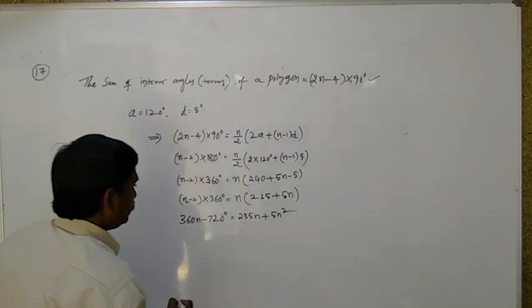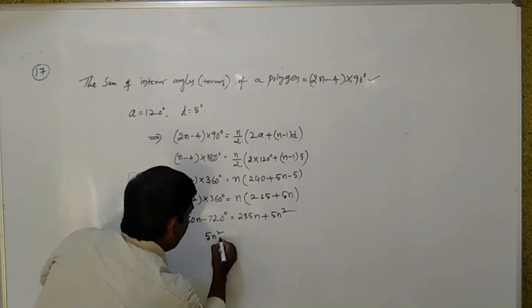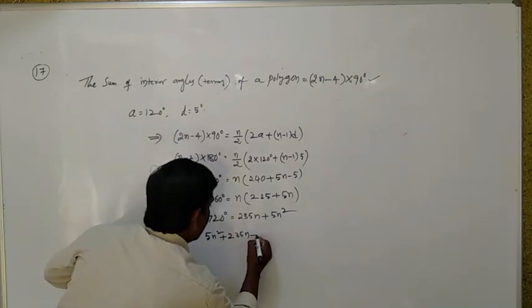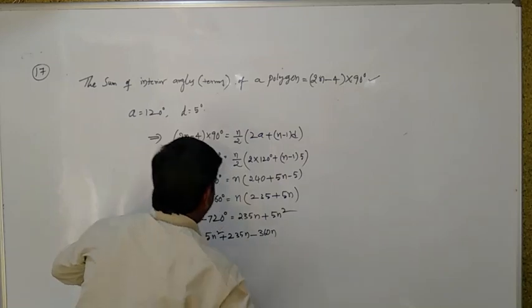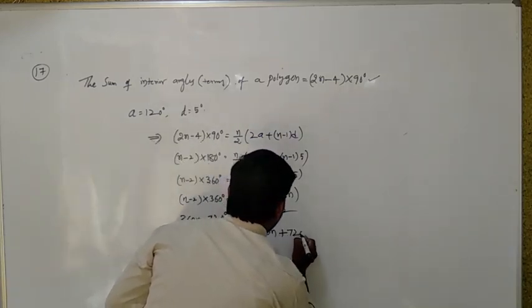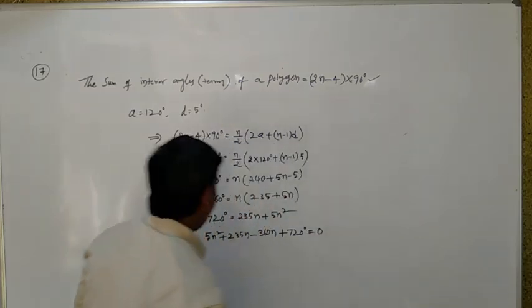Here, 5n square plus 235n minus 360n plus 720 degrees equal to 0.